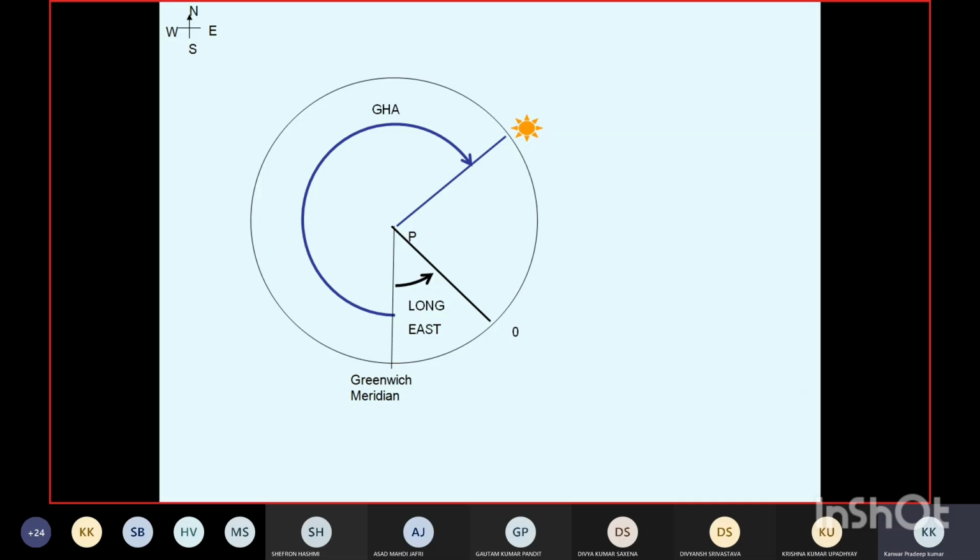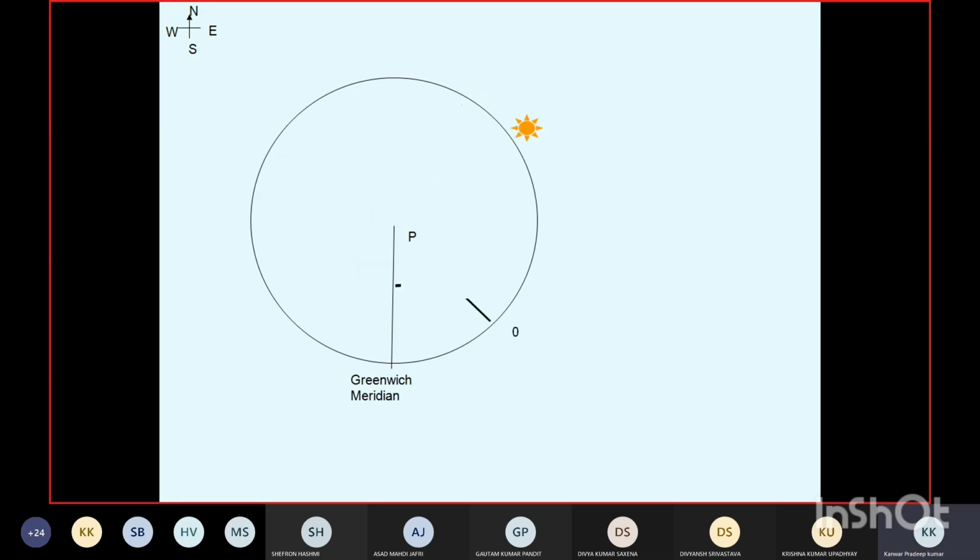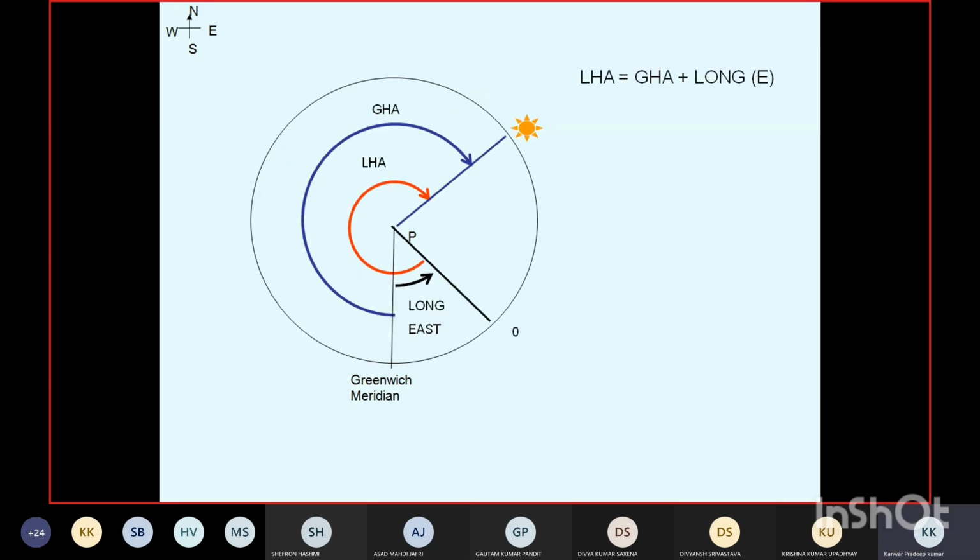GHA star, longitude east, LHA star. So now LHA is equal to GHA plus east longitude. In the earlier case, what was it? LHA is equal to GHA minus west long. So now we have LHA equals GHA plus east long.